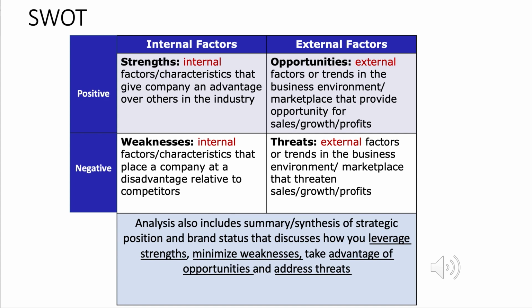Threats are also the external factors or trends in the business environment or marketplace that threaten sales, growth, or profit. Strengths and weaknesses are internal, while opportunities and threats are external. On the other hand, strengths and opportunities usually refer to factors that will have a positive impact on the company, while the weaknesses and threats usually have a negative impact on the company.